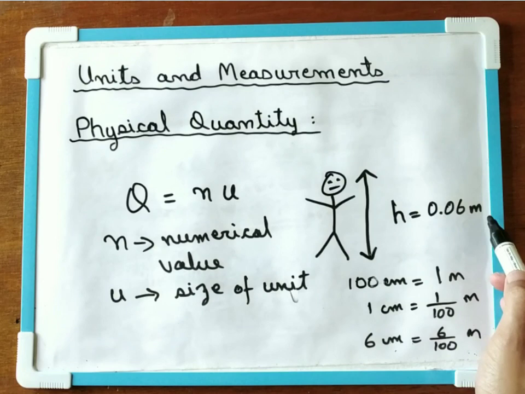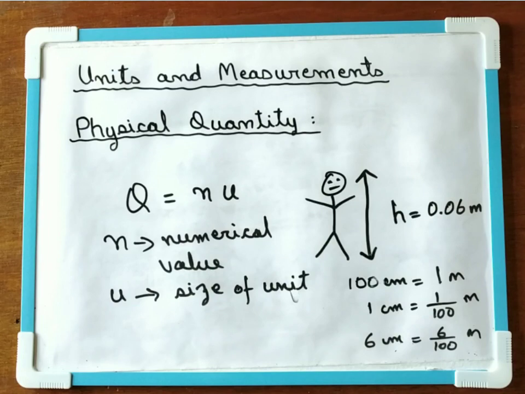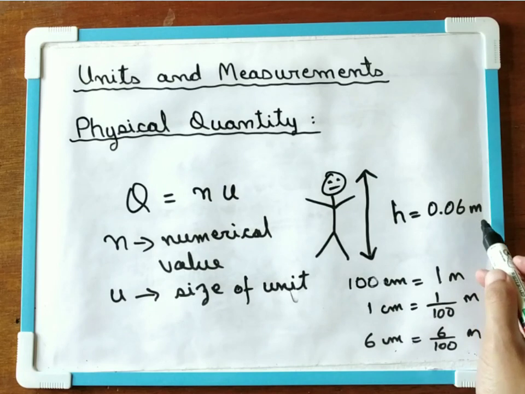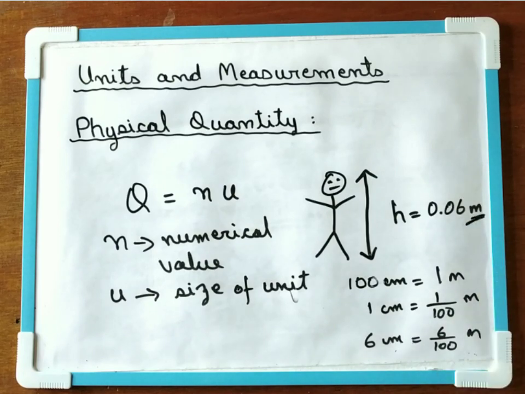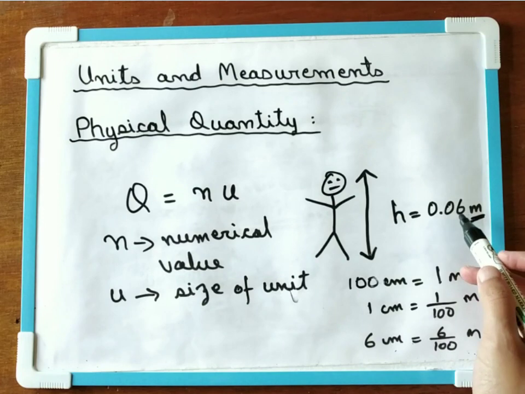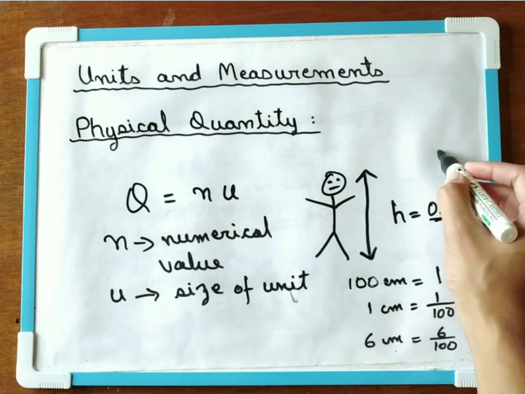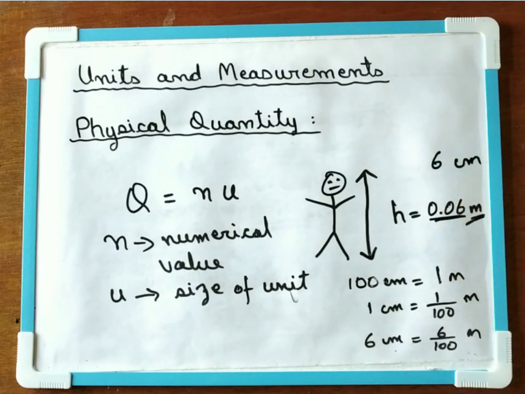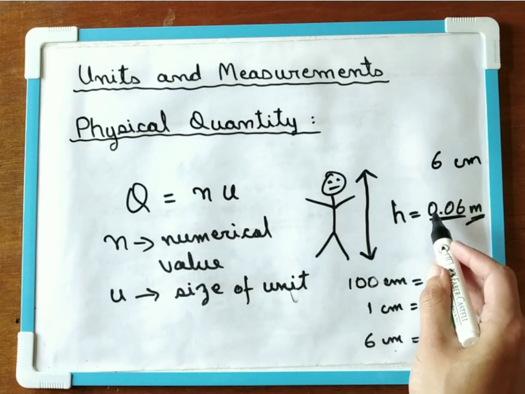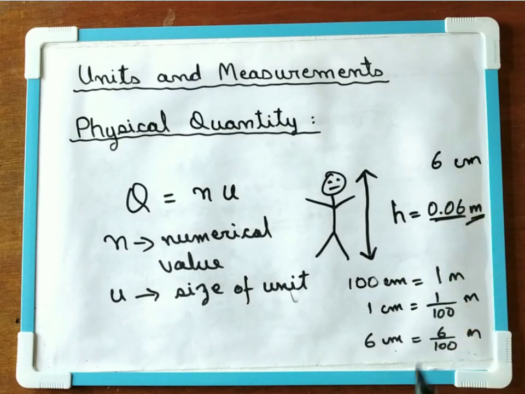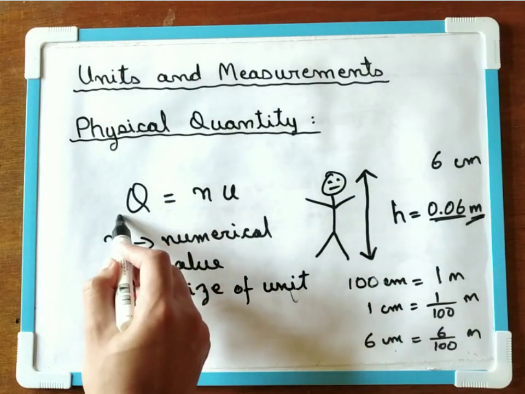Okay, so you can also express in terms of millimeter, which is smaller than the centimeter. Now meter is much larger than centimeter. So here, if the size of the unit, which is meter, is large, then the numerical value will be small. See, in centimeter is how much? 6 centimeter. In the meter is how much? 0.06, which is lesser than 6. So if your size of the unit is large, again the numerical value will be small. So all physical quantities can be expressed in this way.